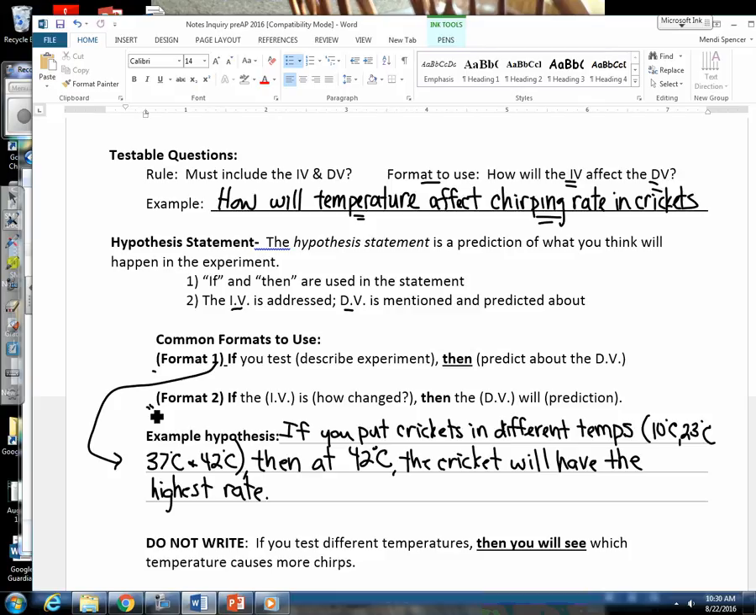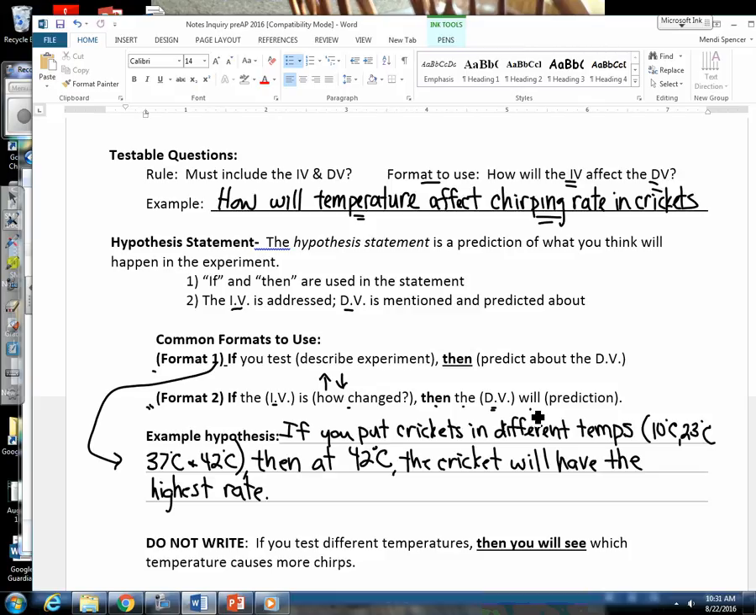Looking at format 2, students really love format 2. It doesn't work for everything, but when it does work, it's pretty easy to do. It says if the independent variable, so you plug in the independent variable, is, and talk about how you're going to change it. Are you going to increase it, or is the independent variable going to decrease? Then the dependent variable, we're going to plug that in, will increase, decrease, stay the same. So I'm just going to say a hypothesis that goes with format 2 for this test. If the temperature of the environment is increased, then the chirping rate will decrease, or whatever I think is going to happen.